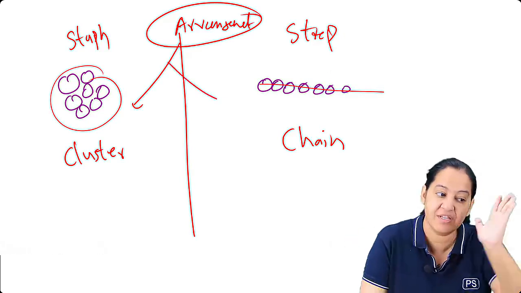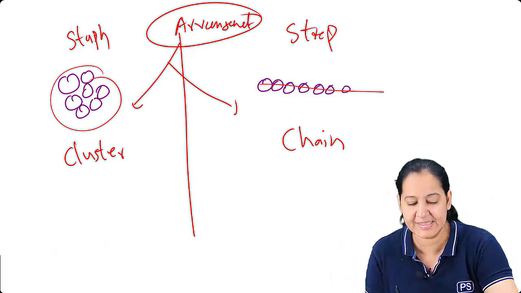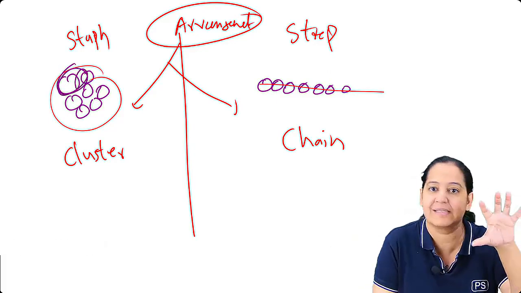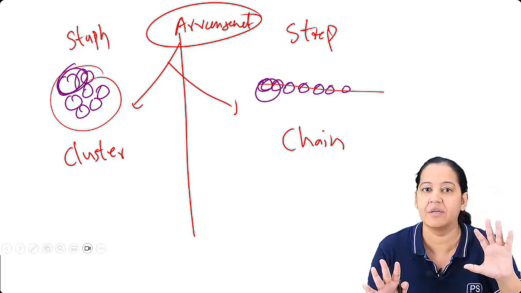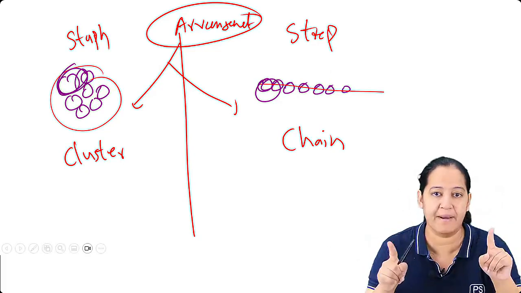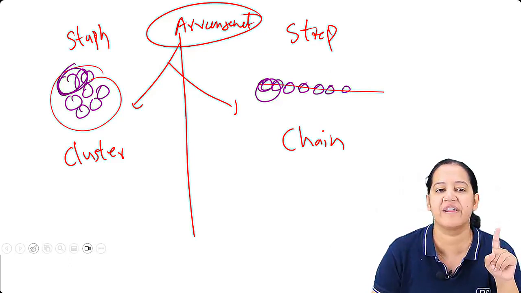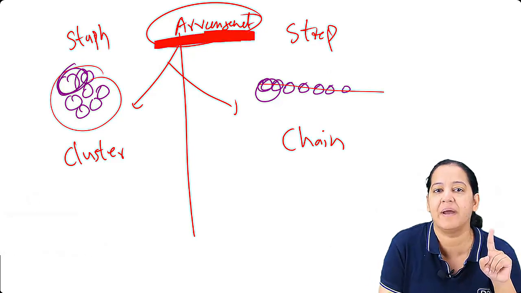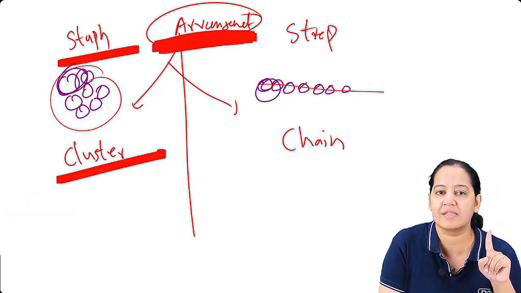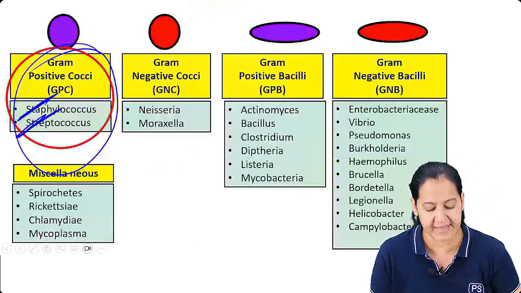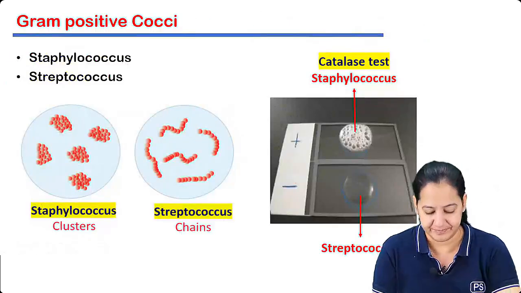See the arrangement here. See the arrangement here. My point is still the same. Both of them are circles, I mean spheres. Both of them are violet. But see, I have made both violet. You can see, I have made both spheres. But the arrangement is different. So the first difference between them is their arrangement. Clusters are staph, chains are strep. Say yes. So the first difference is the arrangement.